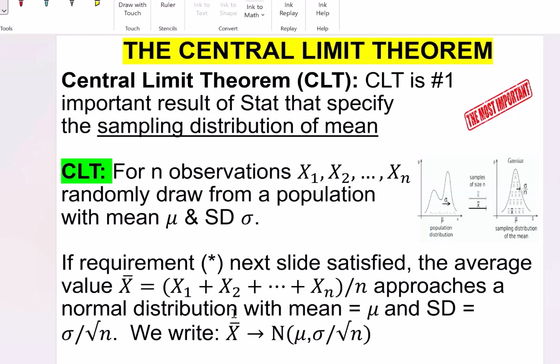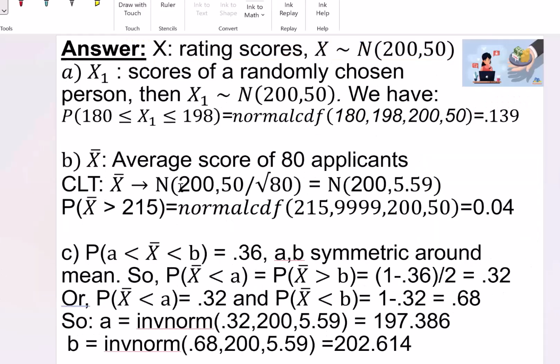The central limit theorem: X bar will follow a normal distribution with mean mu, which is 200, but the standard deviation will shrink to sigma, which is 50, divided by the square root of n, which is the square root of 80. So X bar will follow normal 200 and standard deviation 50 over the square root of 80. If you do some calculation, you get normal 200 and 5.59, okay?